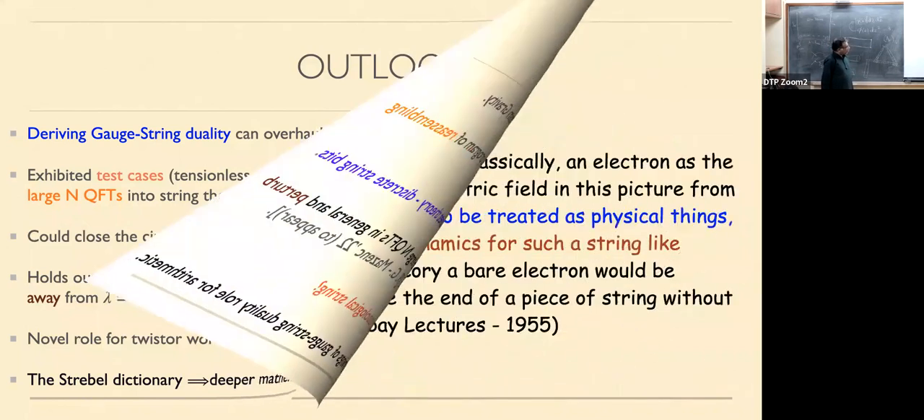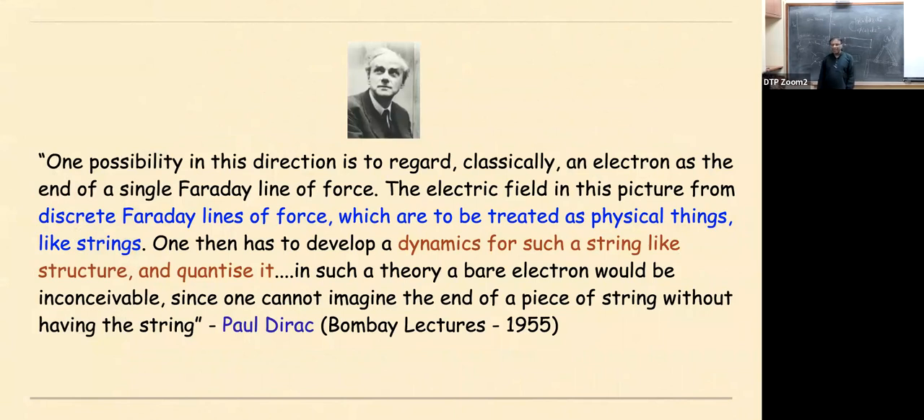I just want to end with a quote from Dirac, which he gave here in Bombay in 1955, much before string theory. Dirac spent a lot of time trying to go back to these ideas of Faraday and Maxwell. So he says, one possibility in this direction is to regard an electron as the end of a single Faraday line of force. The electric field in this picture is made from discrete Faraday lines of force, which are to be treated as physical things like strings. One then has to develop a dynamics for such a string-like structure and quantize it. In such a theory, a bare electron would be inconceivable, since one cannot imagine the end of a piece of string without having the string. So that's why I think we need strings.